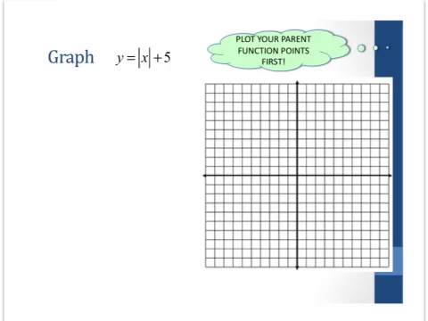So I'm going to take my parent function and I'm going to shift all the points up 5 units. So graphing your parent function points, we are going to shift all of them up 5 units, which means my vertex shifts from 0, 0 to 0, 5. Notice how because there's no value in front of x, that the slope stays positive 1 to the right and negative 1 to the left.